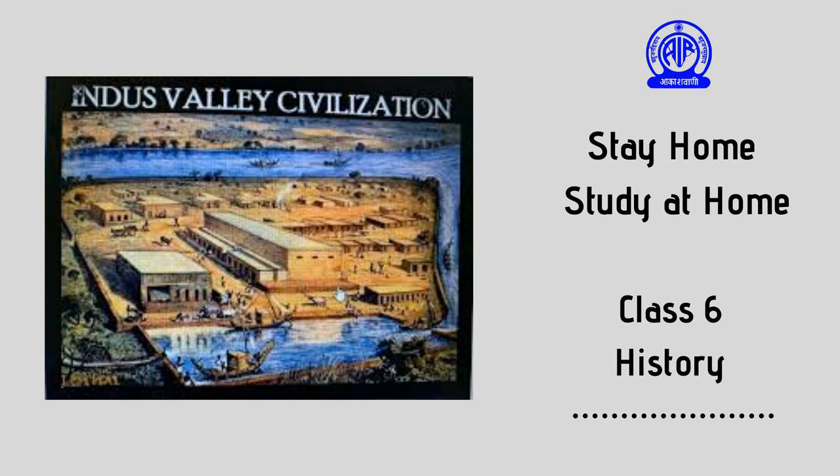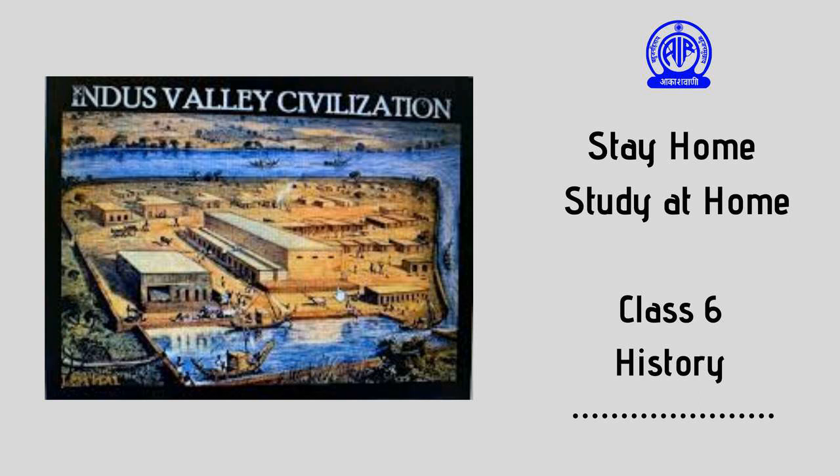Students, Harappan civilization is the name of the group of cities which flourished near River Indus and other small rivers. As humans need water to survive, it was developed near the river. So it's called Indus Valley Civilization. Yes, students, in India, we have three important Himalayan rivers. Okay, the Indus, the Ganga and the Brahmaputra.